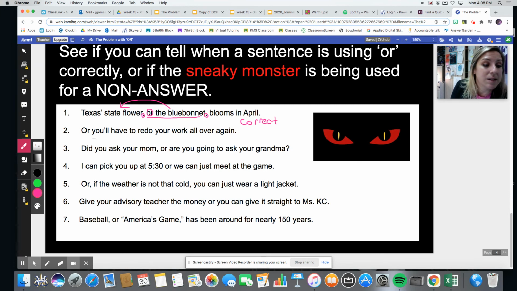Okay, on this one, "Or you'll have to redo your work all over again." I do not see a comma after this "or." So I don't think this is a transition. Also, it's not a complete sentence, so this is incorrect. This is a fragment.